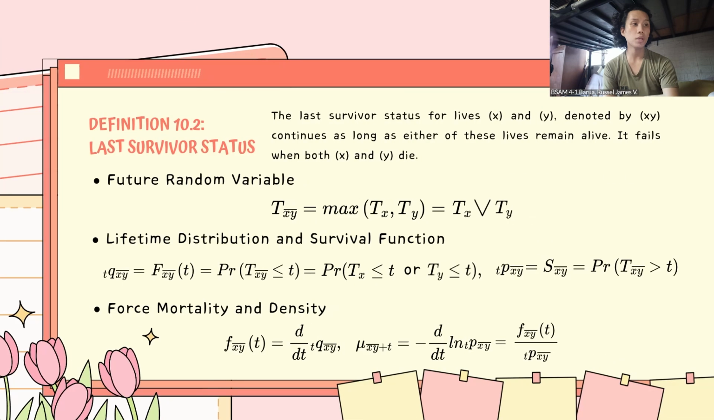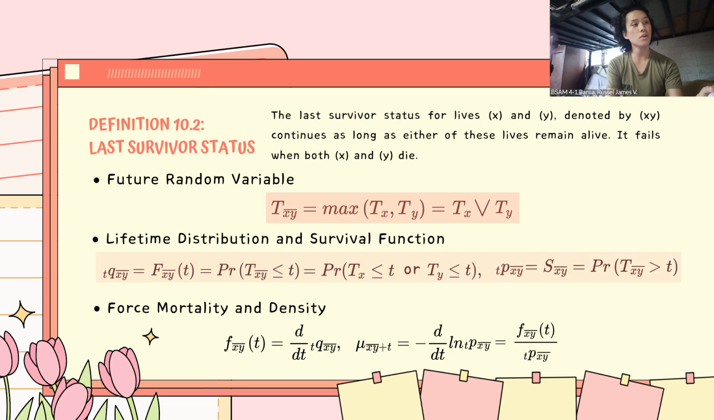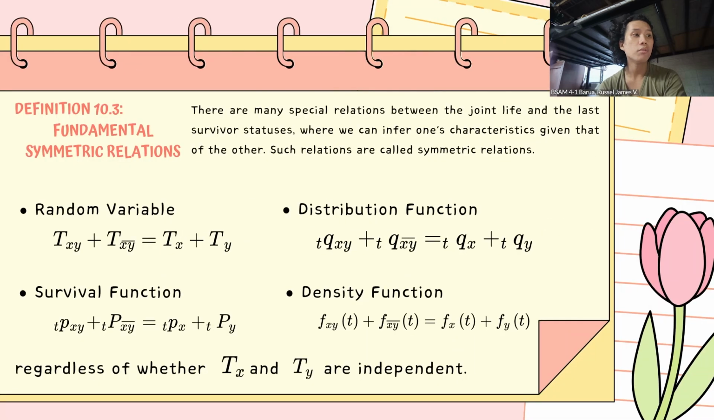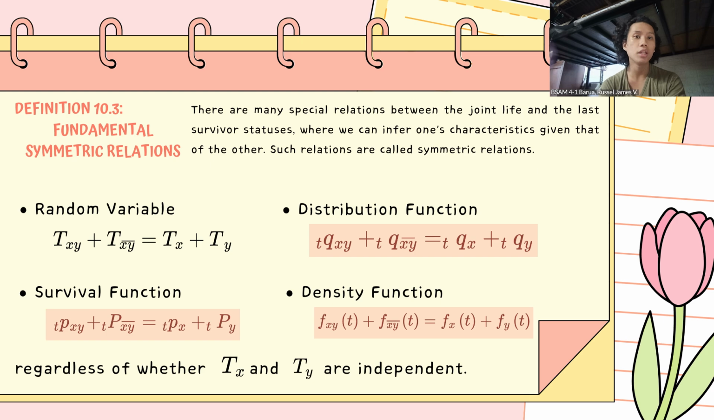So to move forward, we have the last survivor status. The future random variables, as well as the force of mortality and density function, are defined below. Now, here are some fundamental symmetric relations. The random variable states that the joint future lifetime is just the sum of their individual lifetimes. It also follows for the survival, distribution, and density functions.